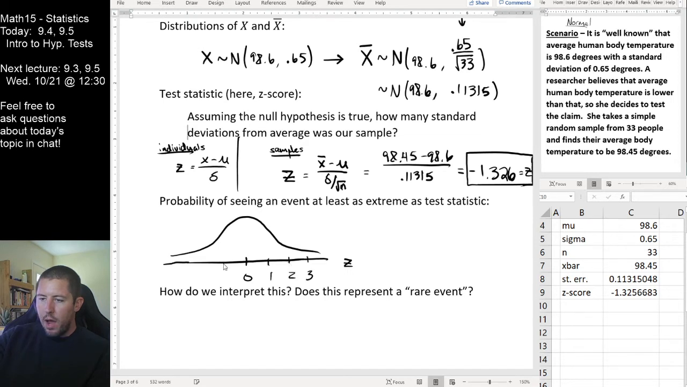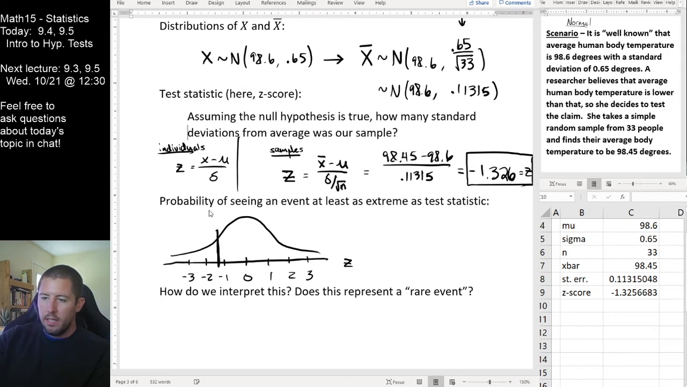So what I want to know is, what's the probability of seeing events that are this unusual? What's the probability that I would perform this experiment again and see a result at least as extreme as the one that we just saw? Notice here, this 1.3 puts us right about here. This is at my test statistic location right here.